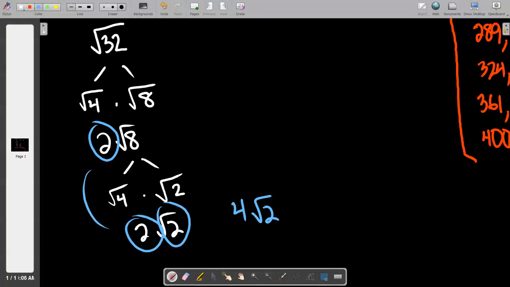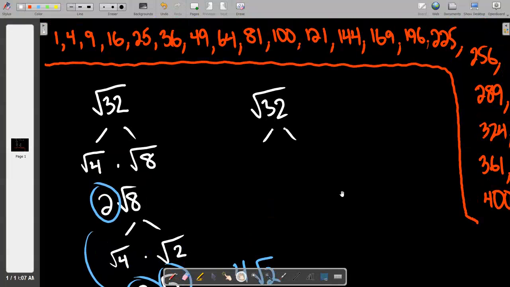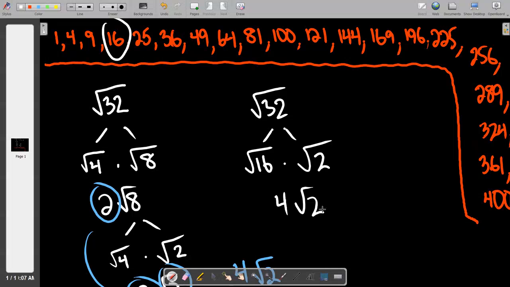Isn't there an easier way? Yes. And this is where the red list really comes in handy. It also comes in handy if your brain is capable of memorizing things. What's a better number than 4 on the red list that multiplies to make 32? Yes, 16 is our friend, because the bigger, the better, since that means you're likely not going to have to do multiple steps. Had I from the beginning chosen 16 times 2, ching, what's the square root of 16? 4. And there's my 4 root 2. And 100 people out of 100 surveyed would rather do the problem that way. One step is always better.